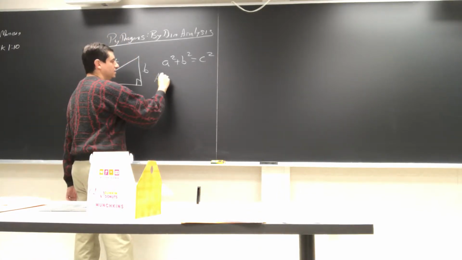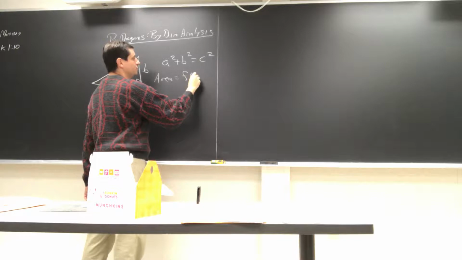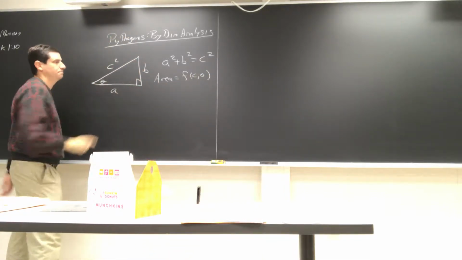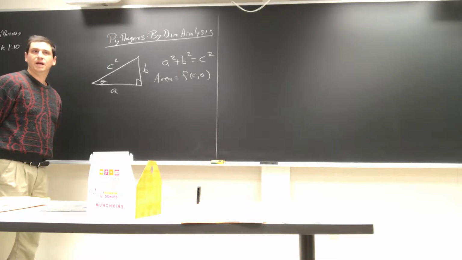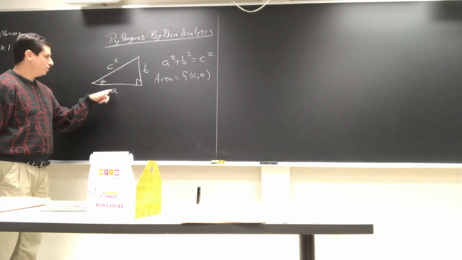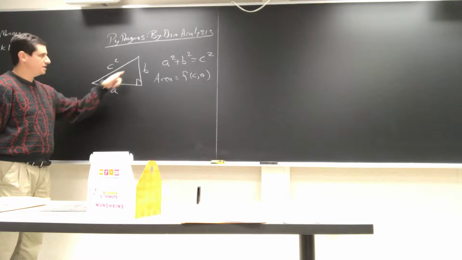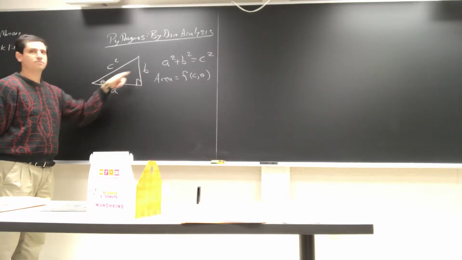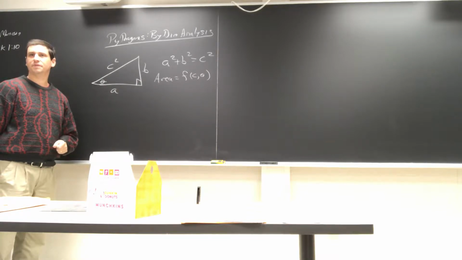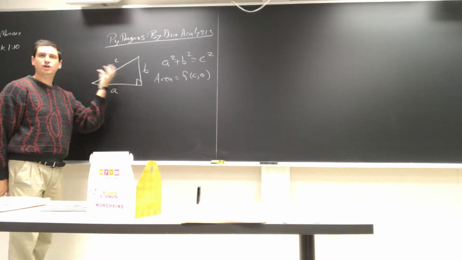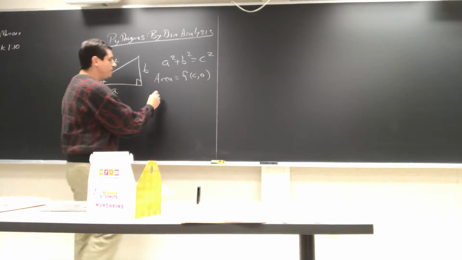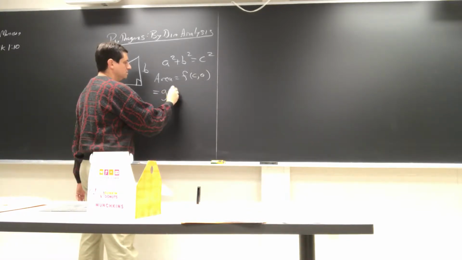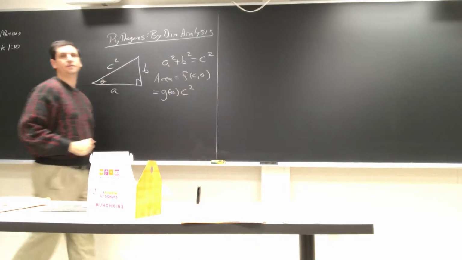I claim the area is some function of c and the angle theta. And if you think about it, if you know trigonometry, A is just going to be c cosine theta, B will be c sine theta, and then the area would just be their product times 1/2. It makes sense that you have a formula like this. We could do a little bit better. It's going to be some function of theta times c squared.